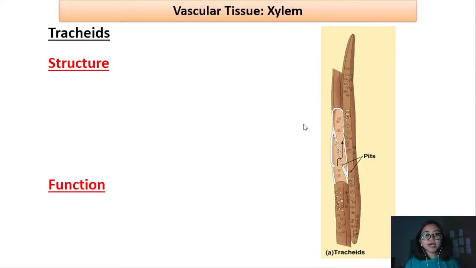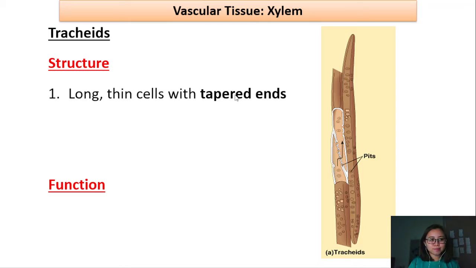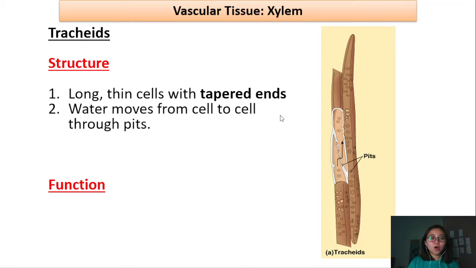Okay. So, let us look at the trachea. Saya cakap tadi ada dua bentuk. Kita tengok bentuk pertama dulu. Bentuk pertama adalah tracheids. They are long, thin cells with tapered ends. Panjang. Tajam di ujung. Water will move from cell to cell through pits. Nampak sini? Pits, lubang-lubang. Air bergerak dari sana.